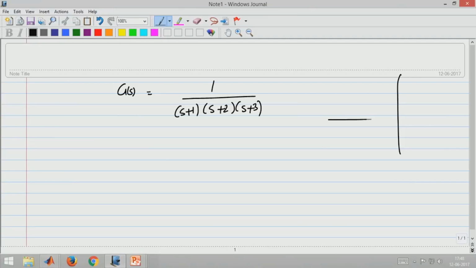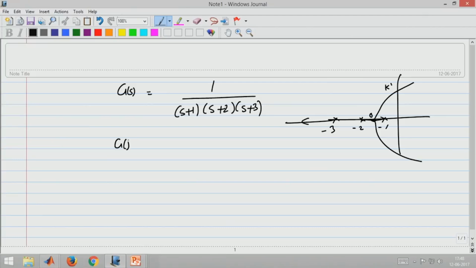If you also plot and check, these are the poles at -1, -2, -3, and the root locus would look like this: this guy will go here, these two guys will meet up here and they will go here. This is k equal to 0 and this is k equal to some k prime that we will find out.